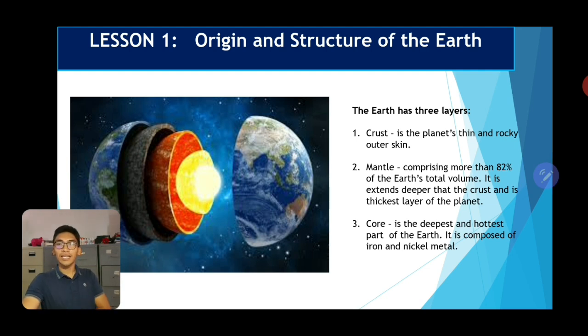So the point is, if we compare the Earth to an egg, the mantle is equivalent to the albumin or the egg white. And the core is the yellow part of the egg, or the egg yolk. The core is the deepest and hottest part of the Earth. It is composed of iron and nickel. Is it true that hell is underground? Yes! Joke. No. What is underground is the core.